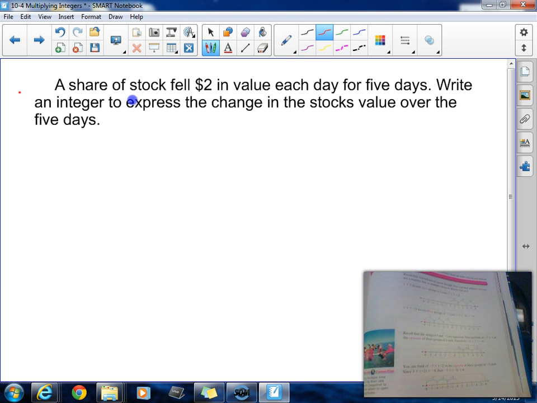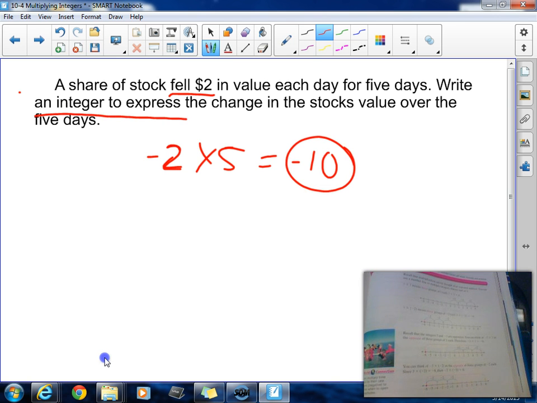So the problem says a share of stock fell $2 in value each day for 5 days. Write an integer to express the change in the stock's value over 5 days. Okay, so it fell $2. So that's going to be negative 2. And it happened over 5 days. So it happened 5 times consecutively. So we're going to multiply it by 5. So simply negative 2 times 5 is going to be negative 10. So the integer to express the change is negative 10. It fell $2 in value every single day, so it fell $10 over the 5 days.